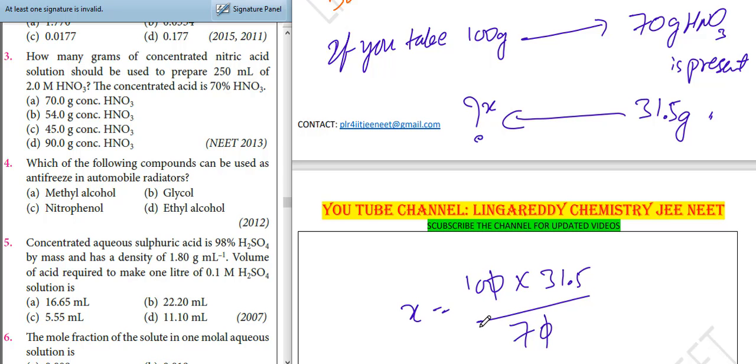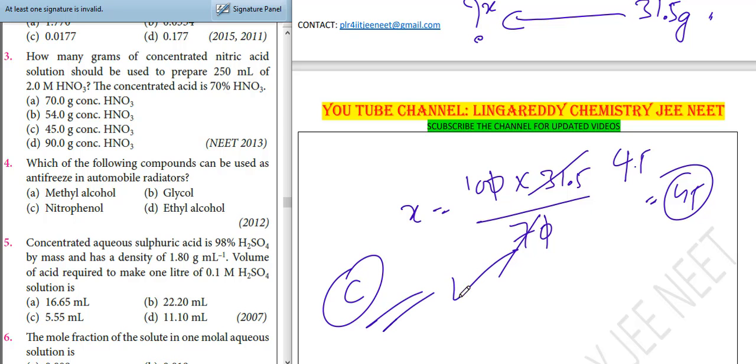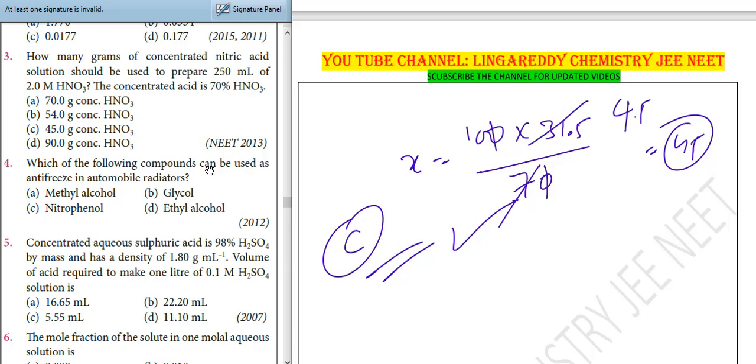Zero gets cancelled. Then 7 fours are 28. Still 3 remain. So 45. 45 means only one option is there, that is option C. Approximately 4.5 something you will get. So 4.5 into 10, 45. So option C is correct. Numerical is also very easy, because first of all we are getting 4, and on 4 only one option is there, that is C.